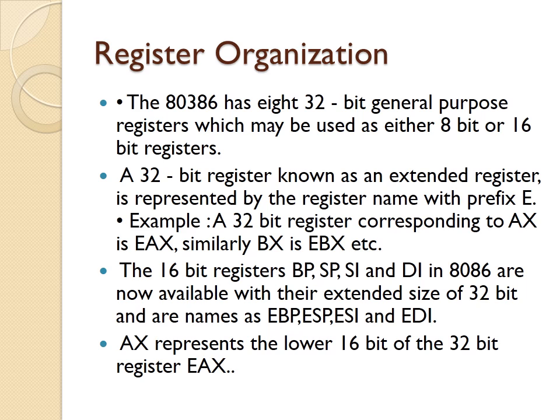Register organization. The 80386 has 8 32-bit general purpose registers, which can be used as either 8-bit or 16-bit. A 32-bit register, known as an extended register, is represented by the register name with prefix E. Example, the 32-bit register corresponding to AX is EAX. Similarly, BX is EBX, etc. The 16-bit registers BP, SP, SI, and DI in 80386 are now available with their extended size of 32 bits and are named EBP, ESP, ESI, and EDI. AX represents the lower 16 bits of the 32-bit register EAX.